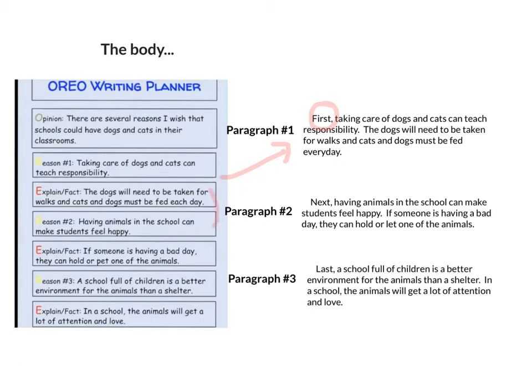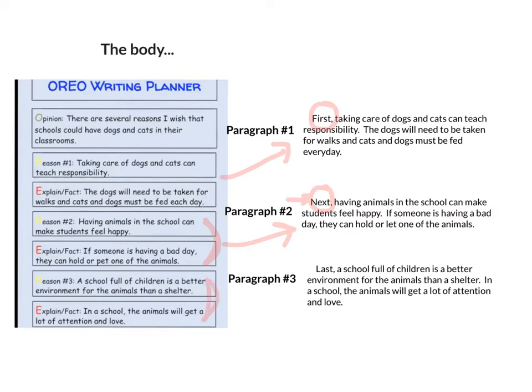Next, I then comboed my very next 2 reasons. Oops, and I made a quick mistake there. Let me erase that because I did not show you the right spot. But I took reason number 2 and its explanation, and I made that into paragraph number 2. I also indented my 5 spaces, and I remembered my transition word. Next, having animals in the school can make students feel happy. If someone is having a bad day, they can hold or let one of the animals.